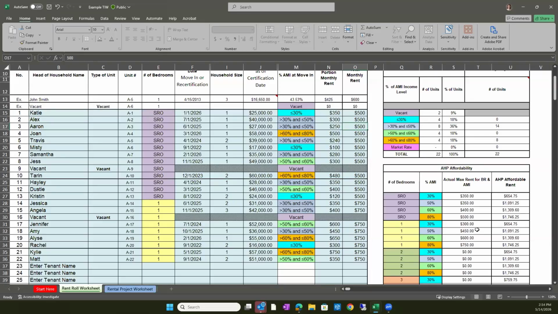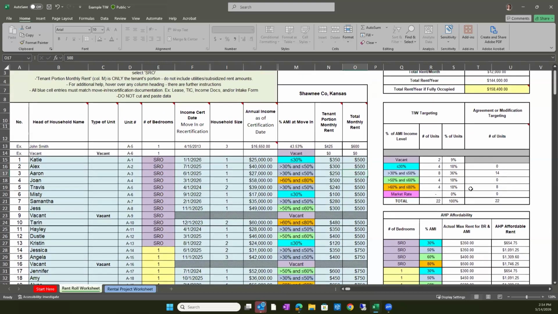standards. In addition, with the TIW section at the top, while nothing turns red up here, you want to make sure that the targeting of the mix of residents that are currently occupying the property is either the same as the targeting that you entered in your application or is more restrictive, so that the tenants are at even lower income categories than are required by the targeting on the right-hand side.